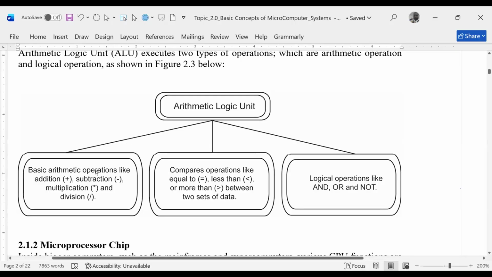It performs basic arithmetic operations such as addition, division, multiplication, and compare operations. You can say, for example, student result: if your result is equal to 50, pass, else fail. If your result is greater than 50, pass, else fail. So those comparisons, if not this, it should be that. That comparison is done by the arithmetic logic unit.